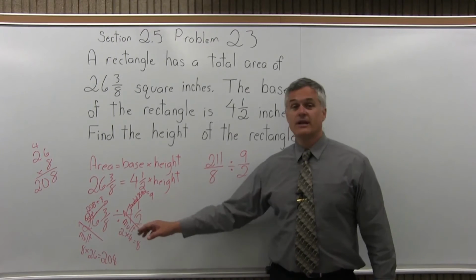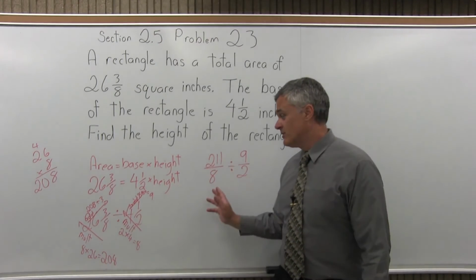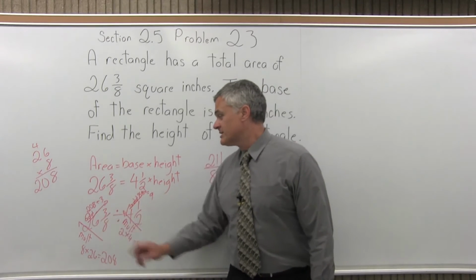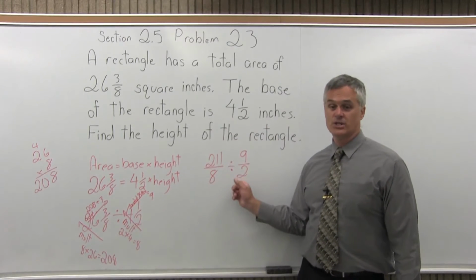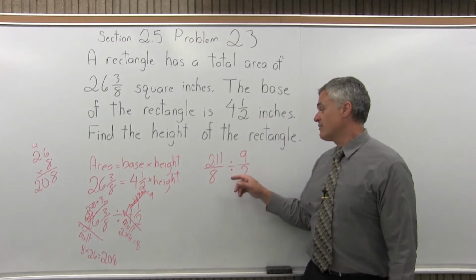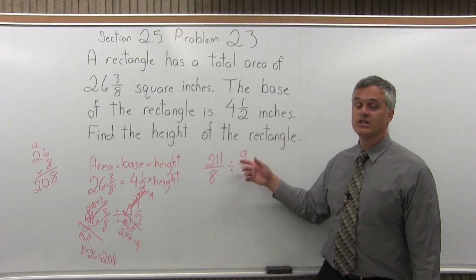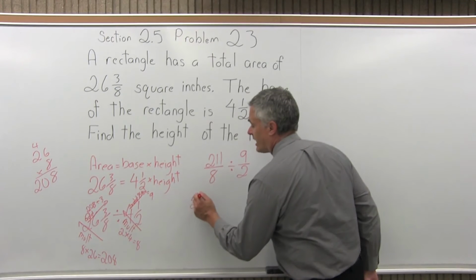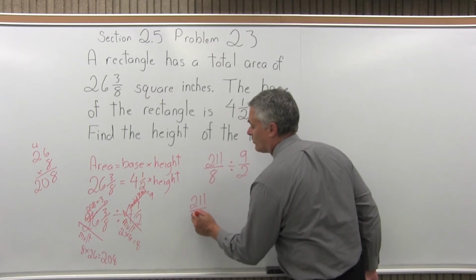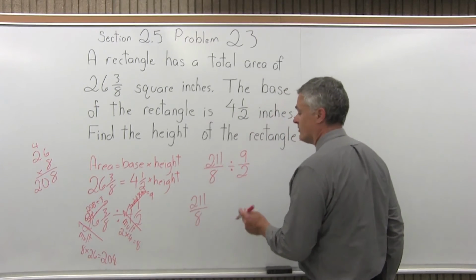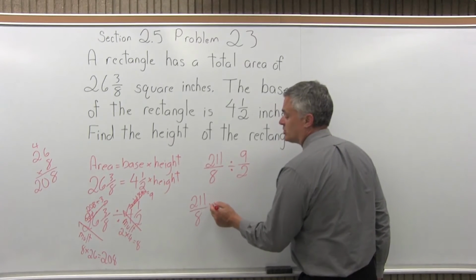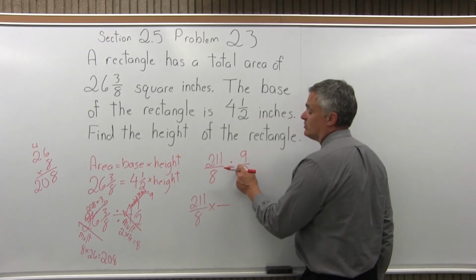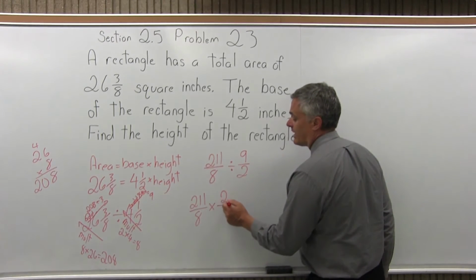Notice it's still a divide. I didn't do any division yet. I just converted each fraction from a mixed number into an improper fraction. Now the next step will be to change this to a multiplication and invert the second fraction. So the first fraction of 211 over 8 will stay 211 over 8. The division is changed to a multiplication, and now the 9 over 2 is inverted to 2 over 9.